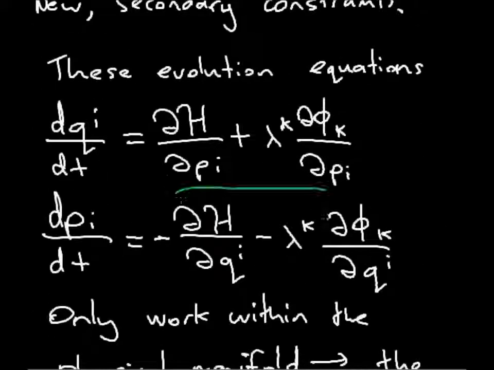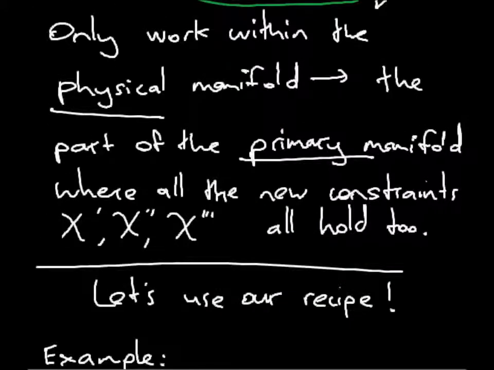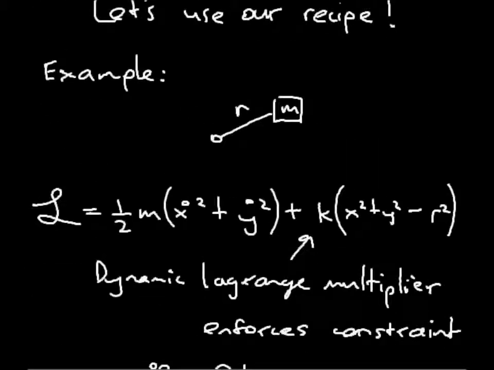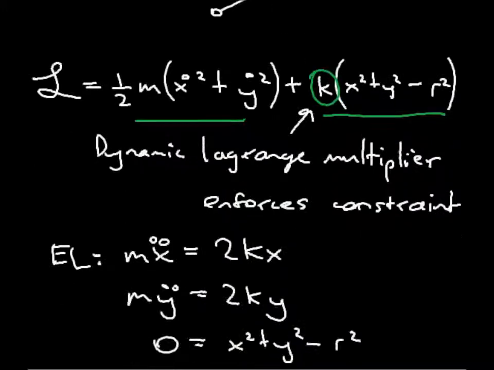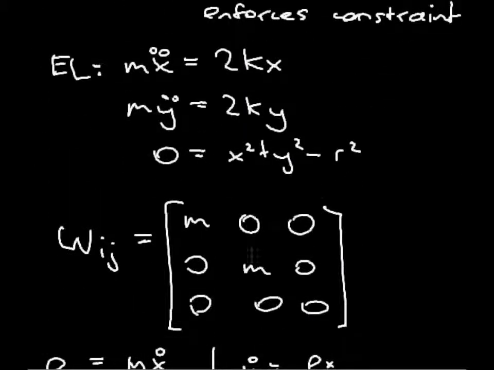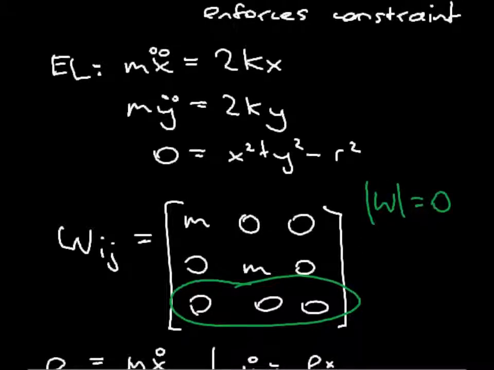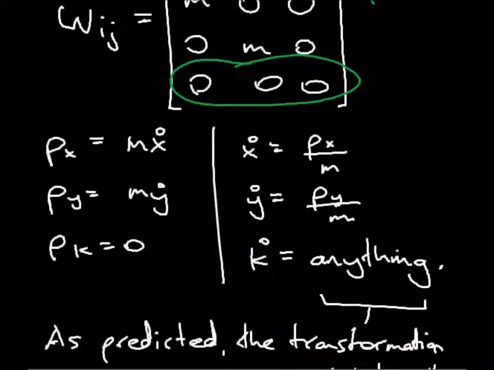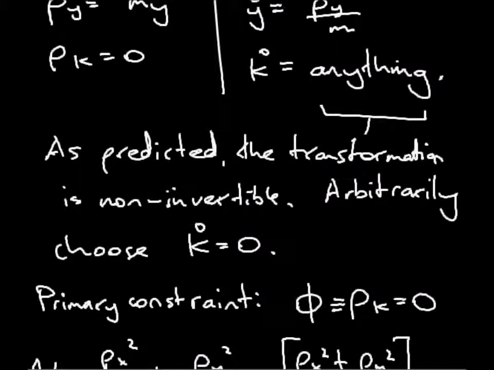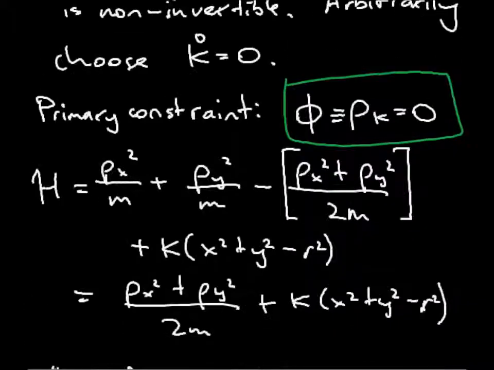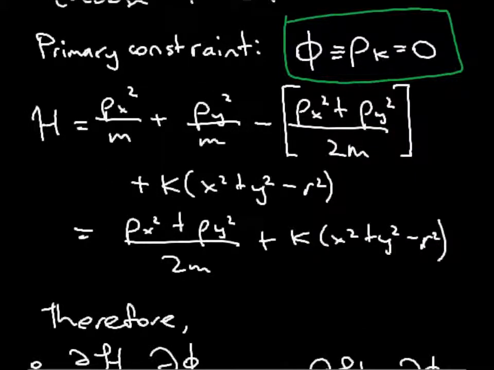Okay, let's do an example. Consider this fixed rotor. So if you add this term to the Lagrangian of a free particle, you get the behavior of a particle constrained to move along a circular locus. This k is a dynamical variable with a velocity and momentum, and these are the Lagrangian equations of motion. If you want to convert to the Hamiltonian picture, the Jacobian of the transformation is singular, so all possible position and velocity combinations live on the primary manifold, where the constraint phi equals pk equals 0. To find the Hamiltonian, we arbitrarily choose one of the many possible inversions and substitute to complete the Legendre transformation.